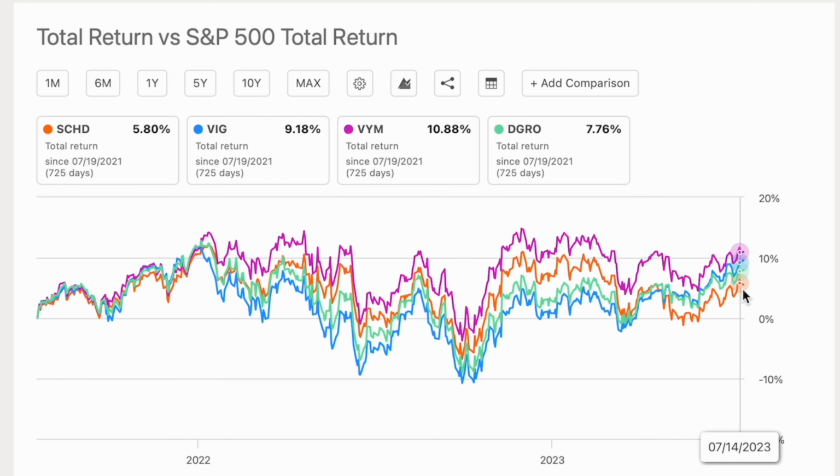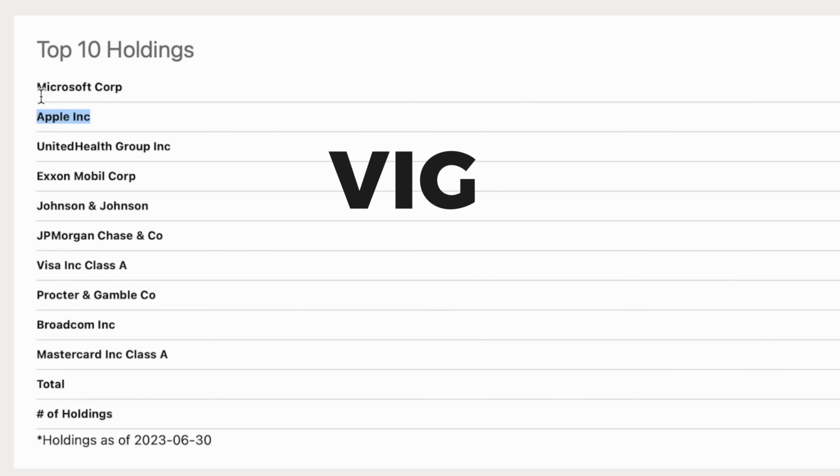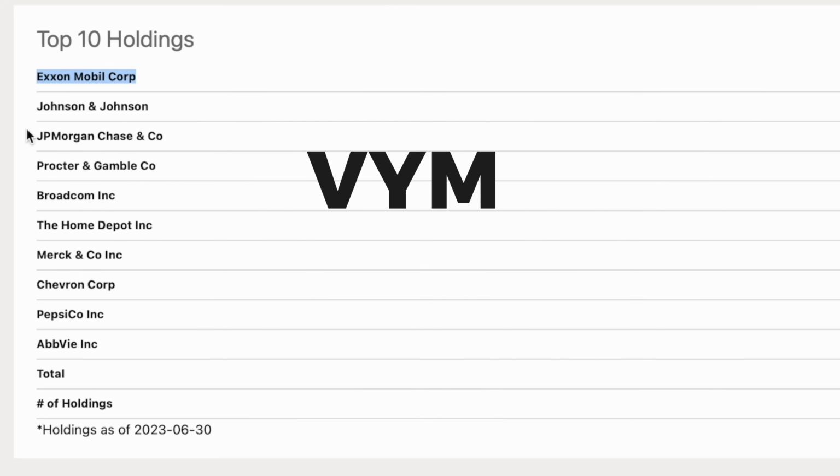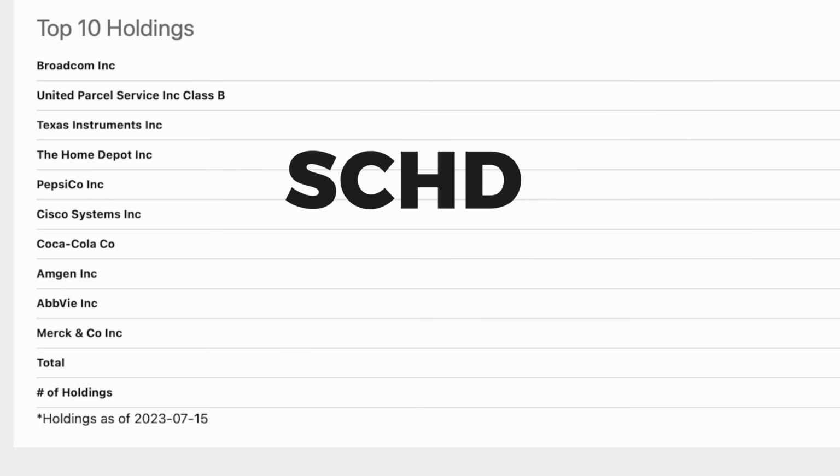And so here's the interesting thing. Part of the reason why I chose these three is VYM, VIG, and DGRO have all actually outperformed SCHD over the past 2 years. Now, SCHD over the last 10 years, I think even over the last 5, has outperformed the rest of them. But over the last 2, it's underperformed all 3 of them. And that's because these other 3 have companies like Apple, Microsoft, and ExxonMobil, which have all done extremely well since 2021 compared to the broader market, right? And SCHD doesn't have those in it, so it's obviously going to underperform.